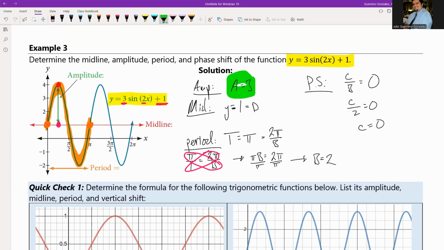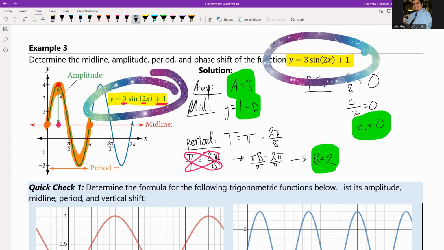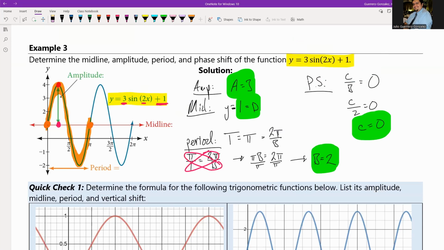So we know this: our amplitude is 3, our midline is 1, our b is 2, and our c is 0. That's how we get both of these equations. This is us really reverse engineering our graphs, just the same as how I've been making you do it on the tests and in your homeworks. We are reverse engineering some of this to find the values we need to fill in our function.